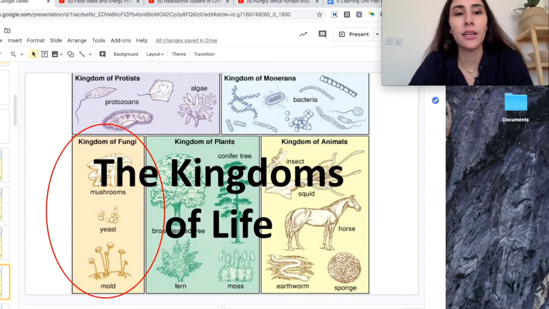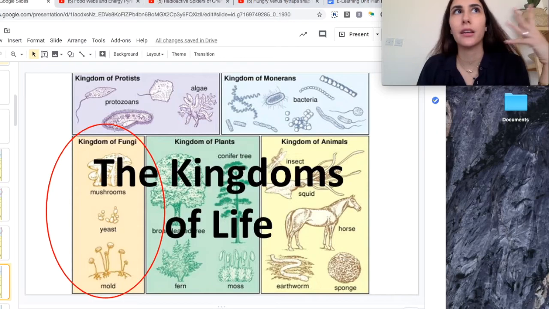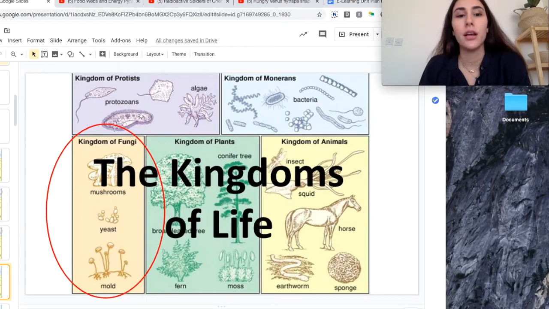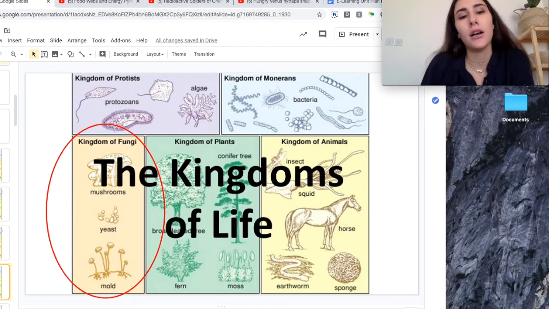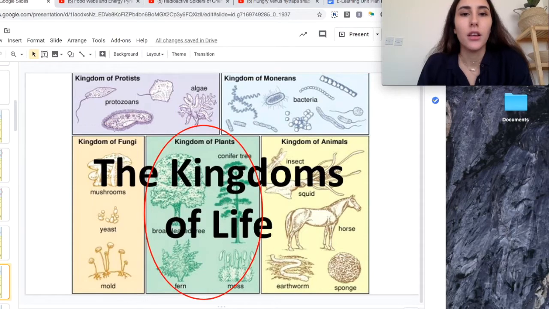The next kingdom is the kingdom of fungi, or fungi, depending on how you want to pronounce it. And again, we talked about the fact that some types of fungi are pathogenic, meaning they can cause disease. But a lot of them are actually edible, such as mushrooms, or very useful for us as humans, such as yeast, when we use them to make things like bread and other forms of our diet.